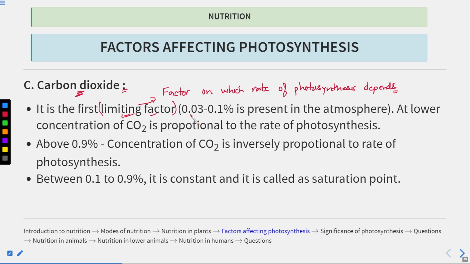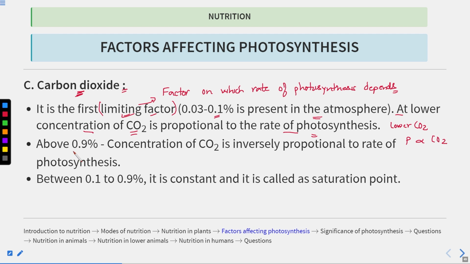Now, 0.03 to 0.1% of carbon dioxide is present in the atmosphere. At lower concentration of carbon dioxide, what happens? The rate of photosynthesis is proportional to the concentration of carbon dioxide. So at lower concentration of carbon dioxide, the rate of photosynthesis is directly proportional to the carbon dioxide concentration.